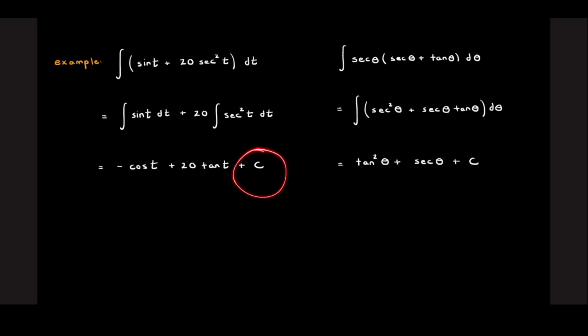For the next example, we have the indefinite integral of secant theta times, in brackets, secant theta plus tangent theta. Now, if you notice, I haven't mentioned anything about products or quotients. So in order to solve this problem, we will have to somehow algebraically manipulate the integrand so that it becomes a sum or difference of functions. So in this case, I'm going to distribute the secant to each term in the bracket to get secant squared theta plus secant theta tangent theta.